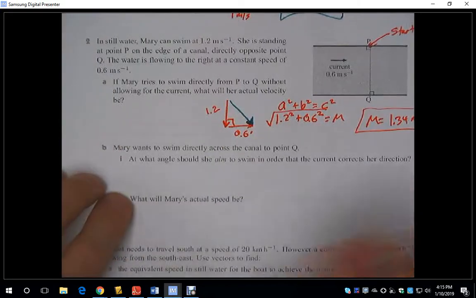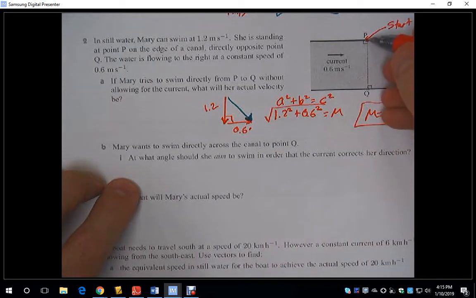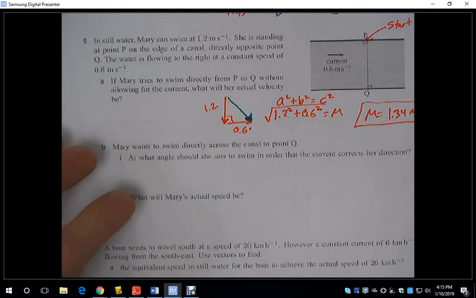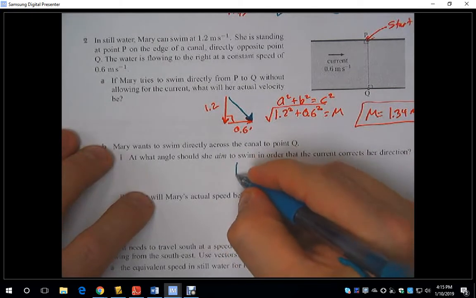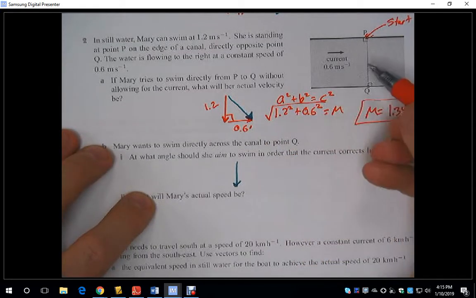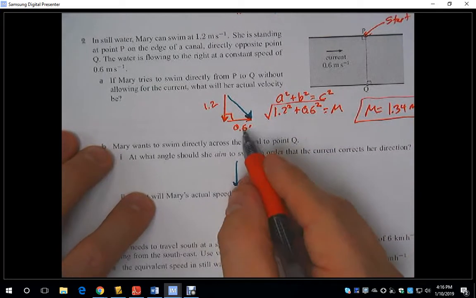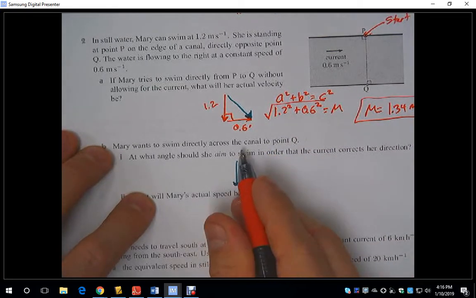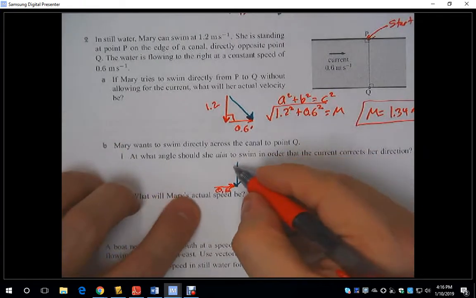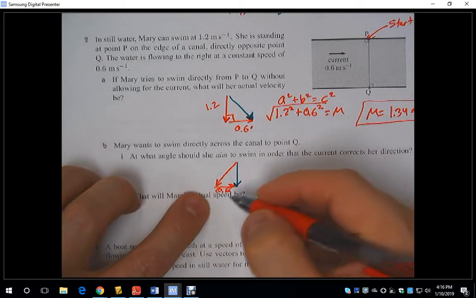The next one says Mary wants to swim directly across the canal so I want to go from P all the way to Q, which means that I need to adjust for the current. So this is my resultant vector of just swimming directly across. We still have this vector here of the current of 0.6. And so she needs to swim diagonally here in order to get the resultant vector.